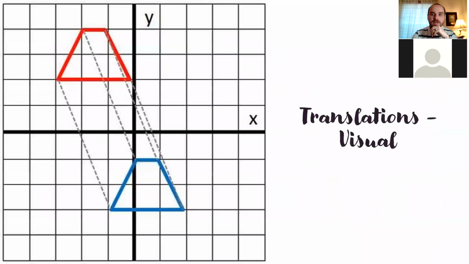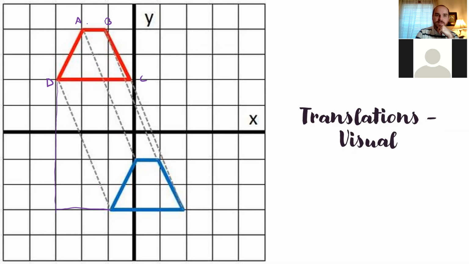Okay, so let's start looking at what these transformations actually look like. So this first one right here is a translation. What we did is we took this trapezoid, we'll call it A, B, C, and D, and we moved it. It looks like we moved it down 1, 2, 3, 4, 5, and to the right 2. So we took all of the points on this trapezoid, we moved them down 5 and to the right 2.